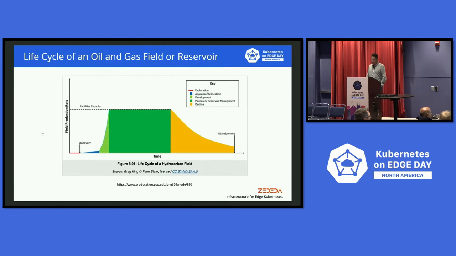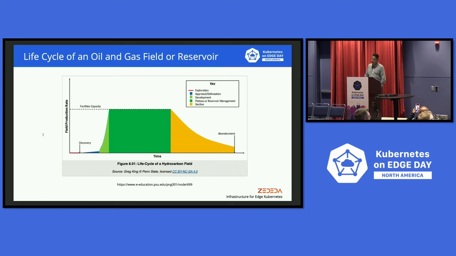And this is a chart from, I believe, Penn State University. This shows the life cycle of an oil well or an oil reservation. On the front end of that cycle is discovery. This is when you first find the well, there's some testing done, you do some initial drilling, and then you get that first ramp up to that green bar, which is really full production.